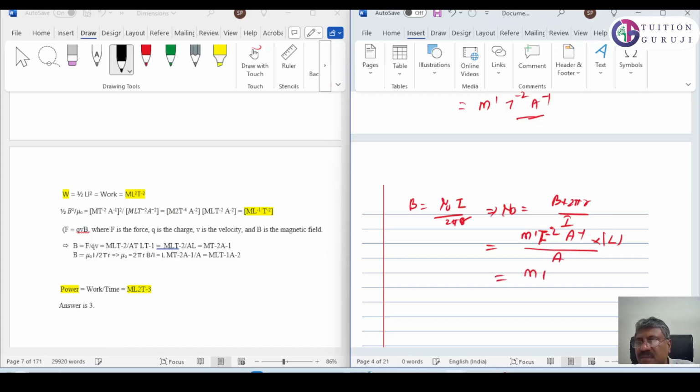So what we will get is M raised to 1 T raised to minus 2, then L is there, so M raised to 1 L raised to 1, T raised to minus 2, and A raised to minus 1 divided by A gives A raised to minus 2. So mu 0 is M L T raised to minus 2 A raised to minus 2.